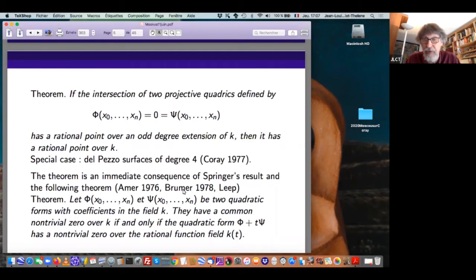And that theorem here is an immediate consequence of Springer's result and the following theorem, which is proved by Amer, Brumer, and David Leep in characteristic 2. The theorem says, suppose you have two quadratic forms in the same variables with coefficients in the field k, then they have a common non-trivial zero over little k if and only if the quadratic form phi plus t psi has a non-trivial zero over the rational function field k(t). So you take the pencil of quadrics, and you take the generic quadric in the pencil. The generic quadric in the pencil has a rational point if and only if the intersection of the two quadrics has a rational point. So if you combine that with the Springer theorem, you get this result here.